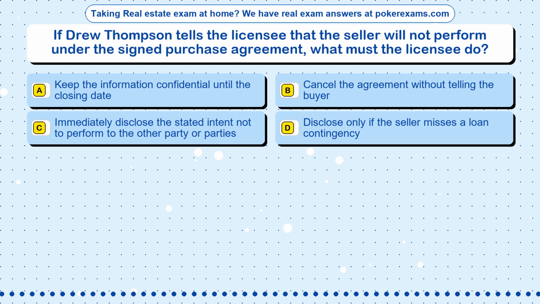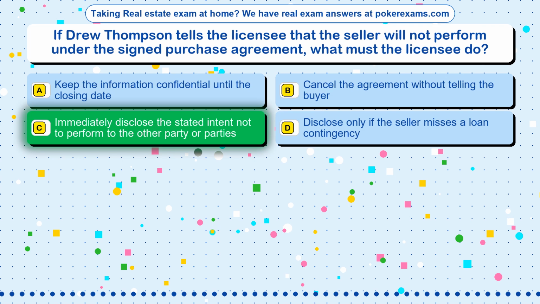Question 91. If Drew Thompson tells the licensee that the seller will not perform under the signed purchase agreement, what must the licensee do? Option A. Keep the information confidential until the closing date. Option B. Cancel the agreement without telling the buyer. Option C. Immediately disclose the stated intent not to perform to the other party or parties. Option D. Disclose only if the seller misses a loan contingency.